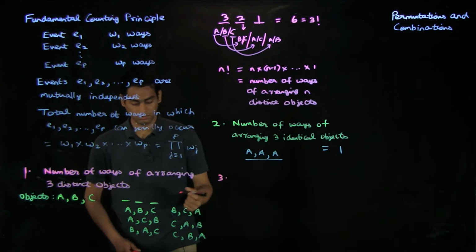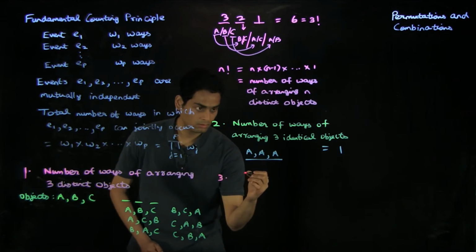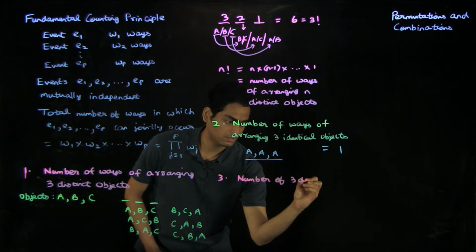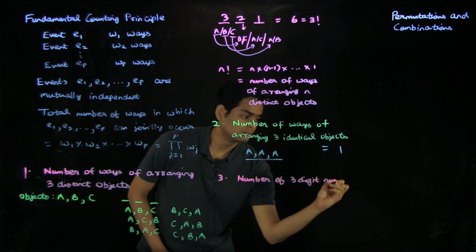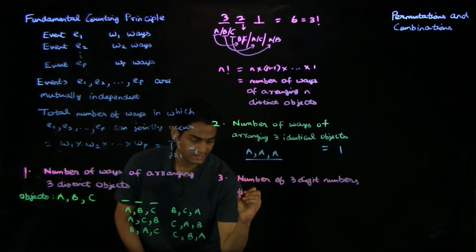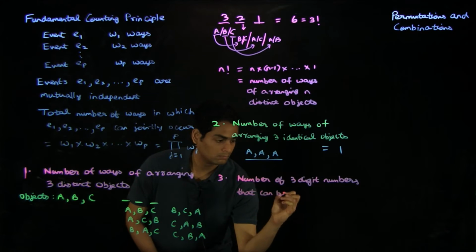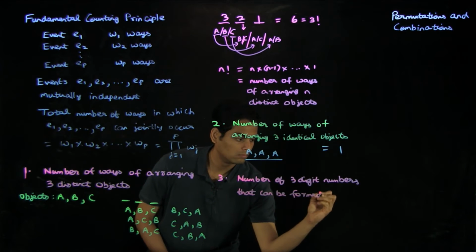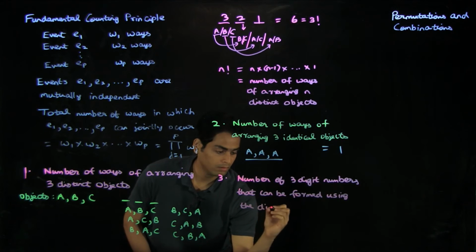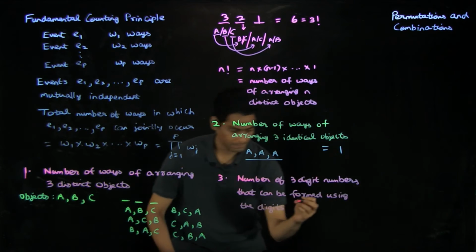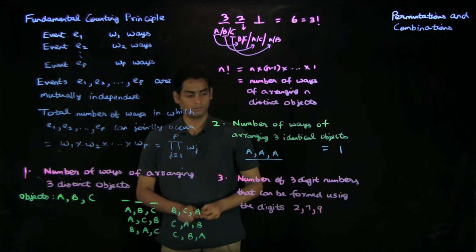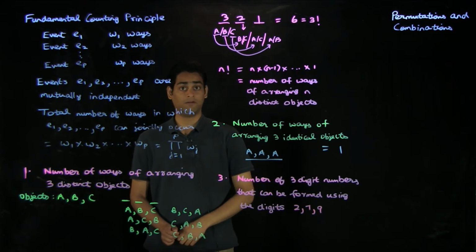So let's look at another example. In this example, we are asked to compute the number of 3-digit numbers that can be formed using the digits 2, 7, and 9. So you can use the digits 2, 7, and 9, and you have to form a 3-digit number.